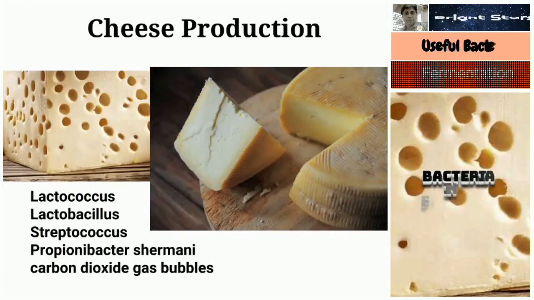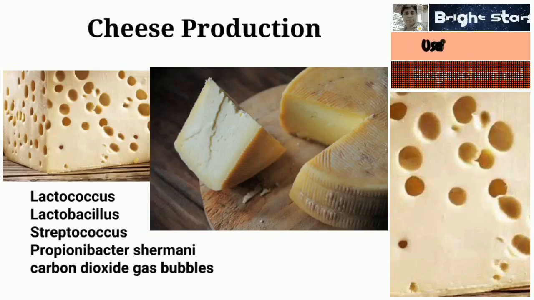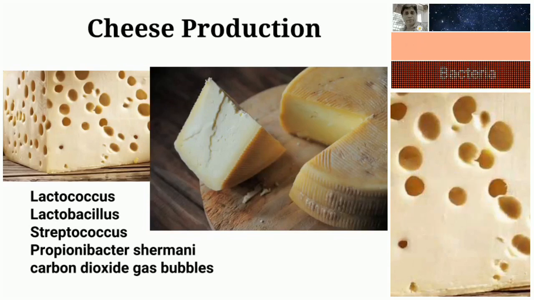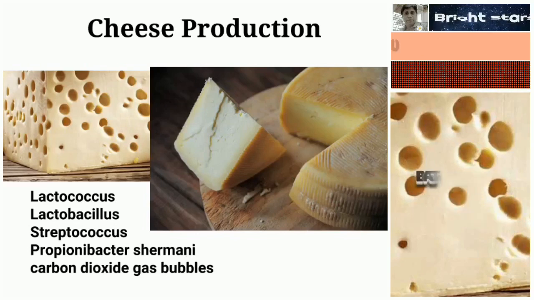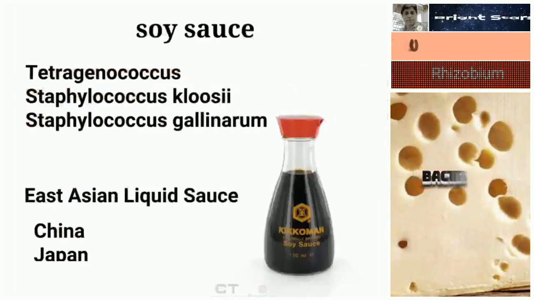In the same way, cheese is produced by different kinds of bacteria. You can see very beautiful cheese pieces here. Lactobacillus, Streptococcus, Propionibacterium shermanii. This last one, Propionibacterium, produces Swiss cheese. You can see the holes, no? Those holes are formed because of carbon dioxide gas bubbles emitted by the bacterium. The taste and appearance of cheese are also due to bacteria.